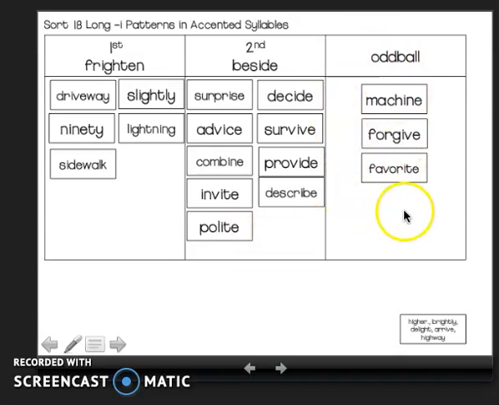And then we do have our oddballs. All of these words have that CVCE pattern. They should say I, but they don't. Machine, forgive, favorite. All right? Even if you say favorite, like I do, that CVCE pattern still doesn't say I, so it still is just a three-syllable word if you say it that way.